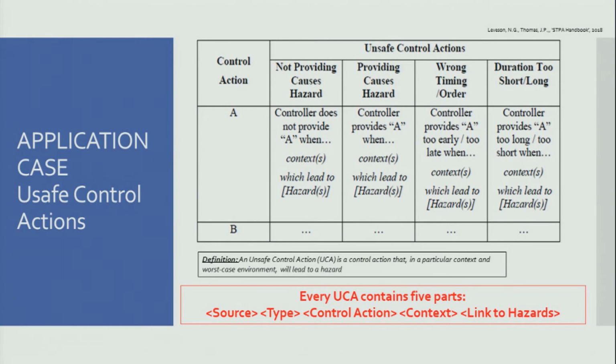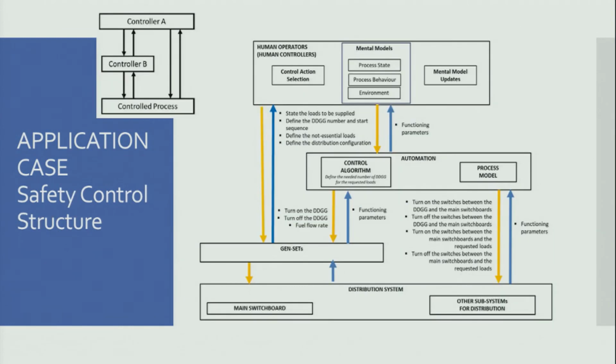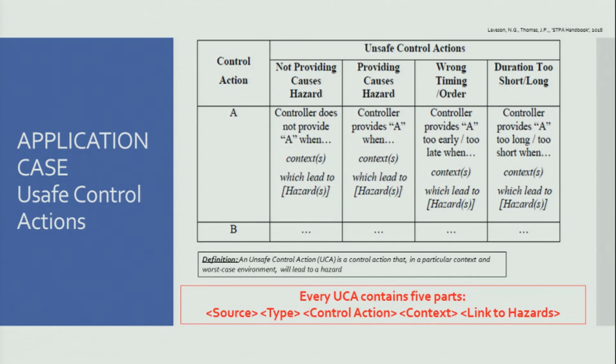to focus on a specific unsafe control action that has been selected from a very long list, because after you have defined the safety control structure, then you are ready to define the so-called unsafe control actions. The structure to define this unsafe control action is very well defined in the handbook. You have to follow this, let's say, table.